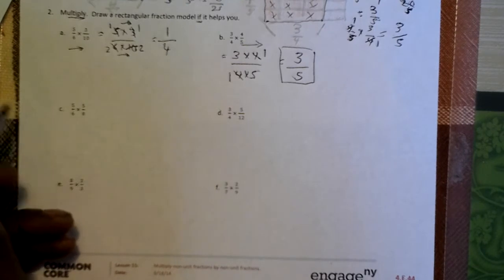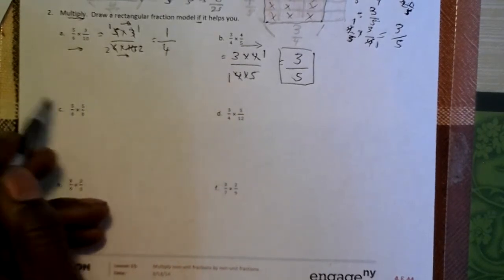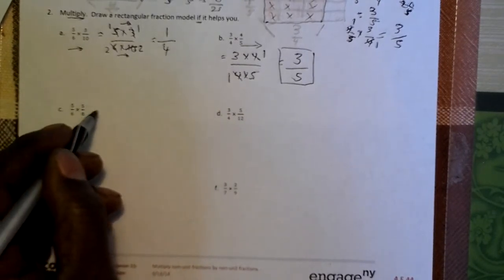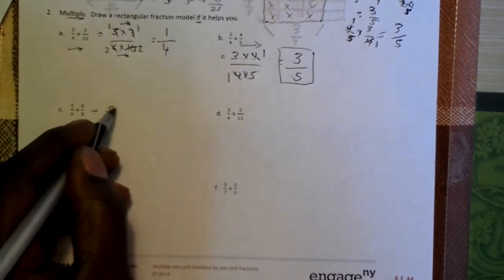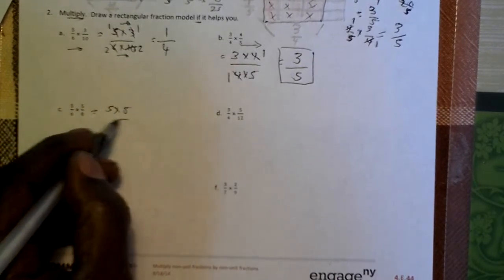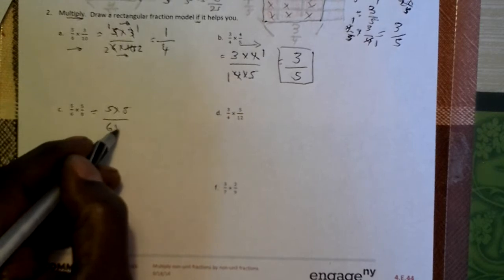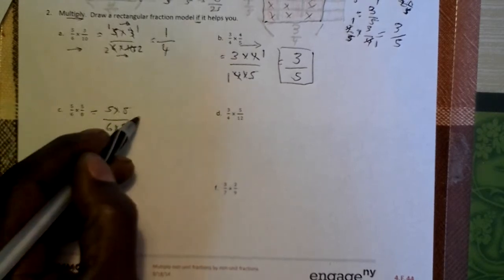Now this part I like because it's going faster. I know you like it too, right? So when you pause and see if you can do the rest, remember to reduce or simplify first and then multiply, okay? And then you can come back and check your answers. In the meantime, let me continue on, okay? So I'm going to rewrite this. So this equals 5 times 5 divided by 6 times 8.